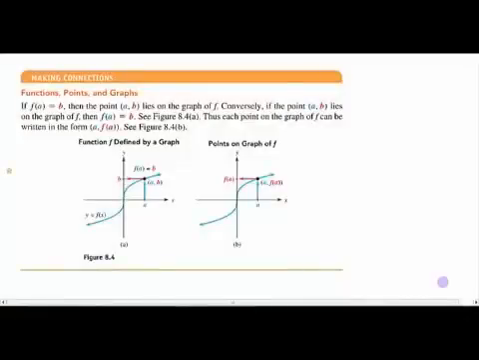Here, let's make a connection with our function notation and a graph. If we have f of a equals b, then the point (a, b) lies on the graph of f. Conversely, if we have a point (a, b) lying on the graph, then f of a equals b. So we can graph these points by finding a and f of a.